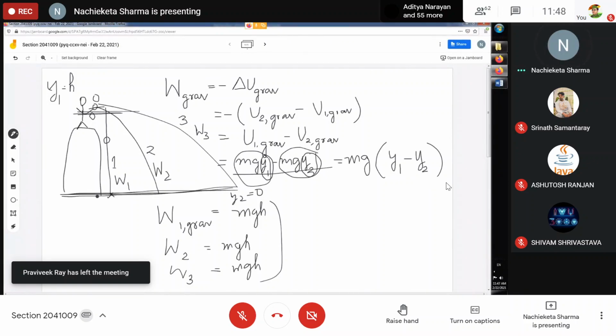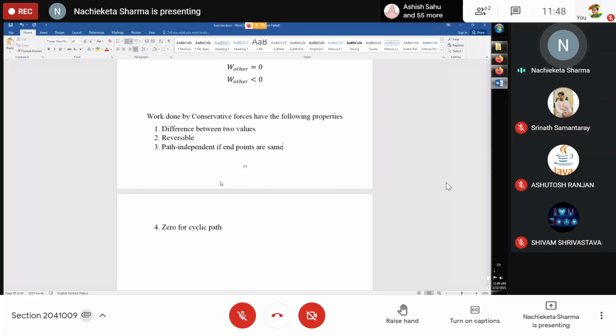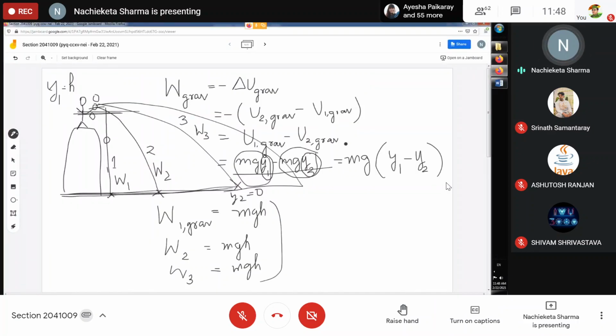And why do they strike at different points? Because they strike at different points due to the horizontal velocity. Here the horizontal velocity is 0. Here it is a little bit bigger. It is much bigger here. And if you have a still higher velocity, then it can touch here like that. All kinds of possibilities will be there. Okay, so that is the third point. And the fourth point is 0 for a cyclic path. Why will it be 0 for a cyclic path?